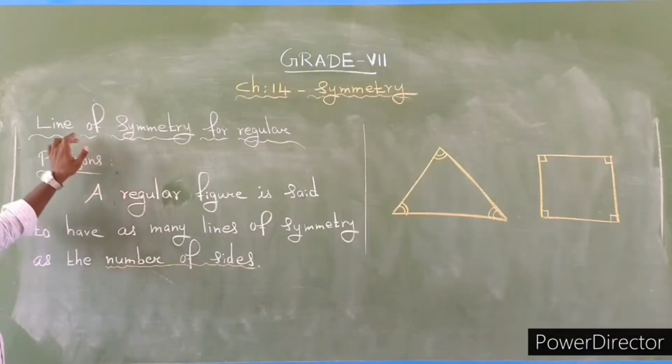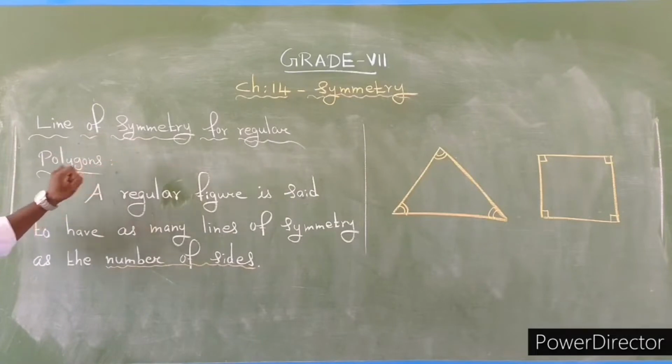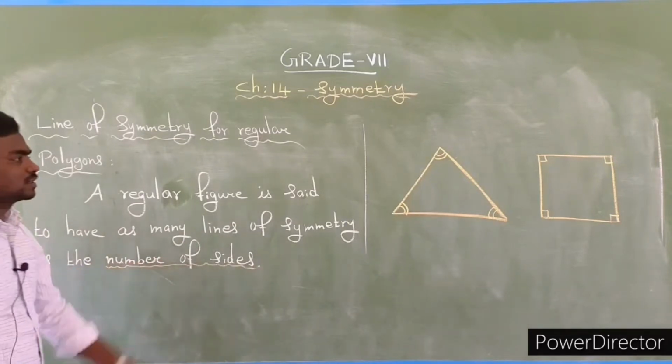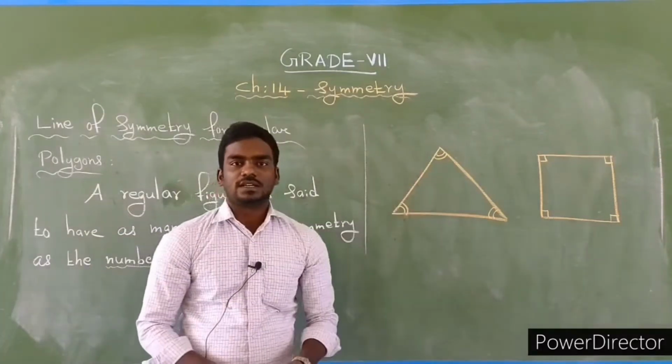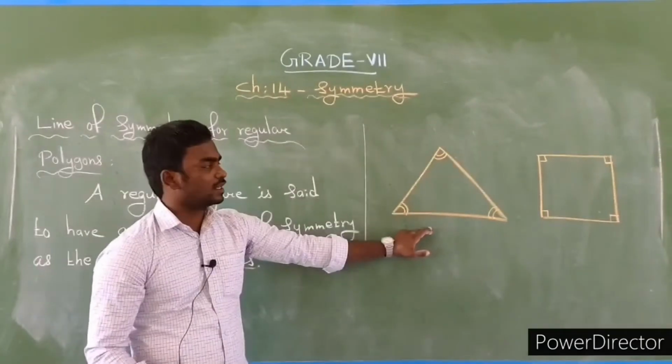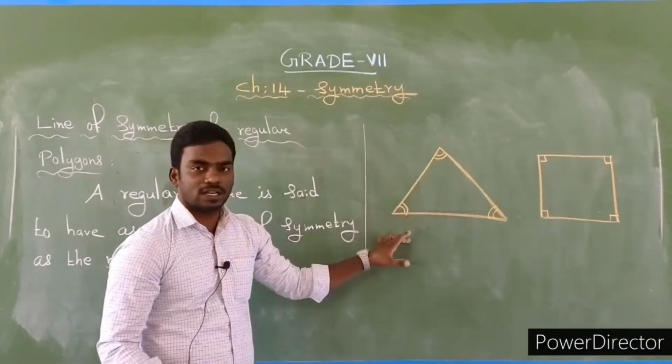So our next concept is what is that? Line of symmetry for regular polygons. A regular figure is said to have as many lines of symmetry as the number of sides. So first, what is a regular polygon? Regular polygon means all the sides are the same length and all the angles are equal.